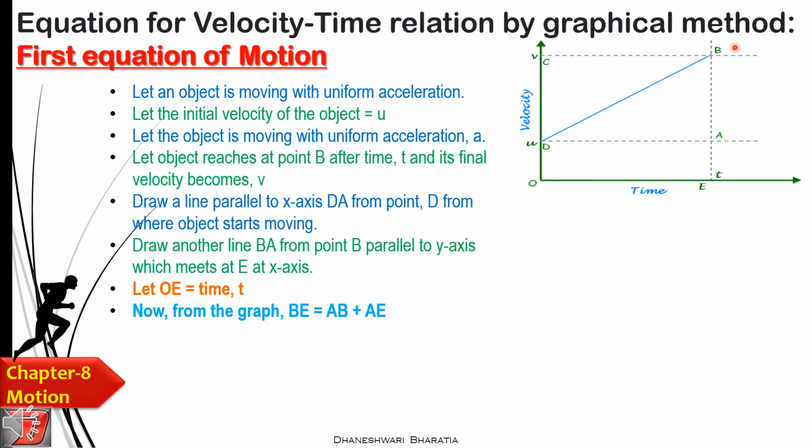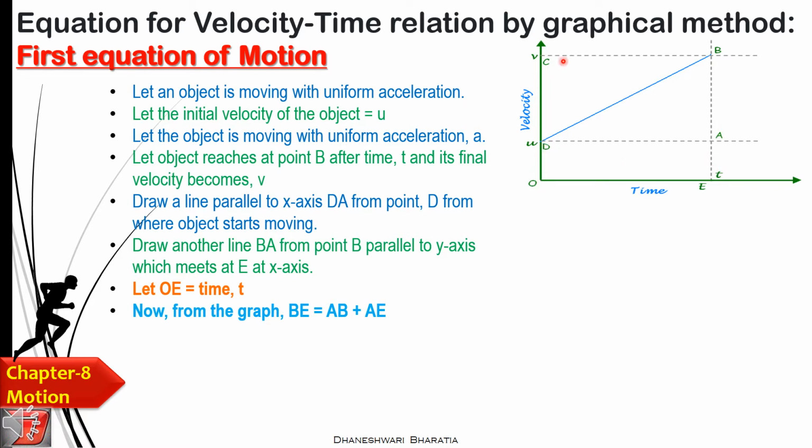Now we know that BE, if we want to count B, we have to do AB plus AE. Similarly, here OC is equal to CD plus OD, which means we can say that AB is equal to CD and here AE is equal to OD. Now what is AE? It is equal to OD. So what is OD? It is U, initial velocity. So if OD is U, here AE will also become U.